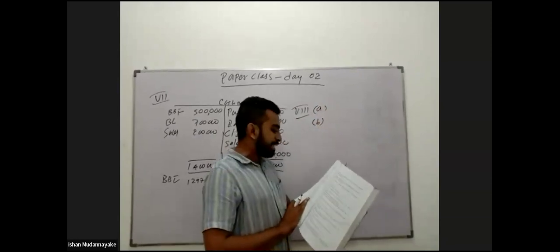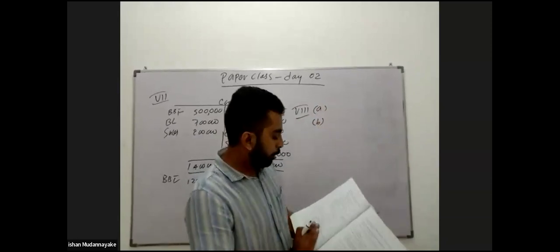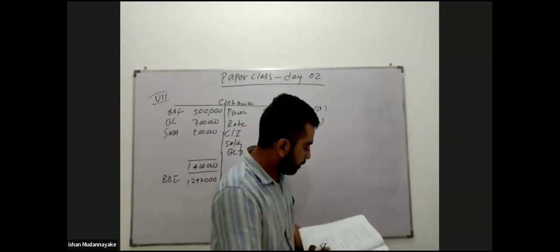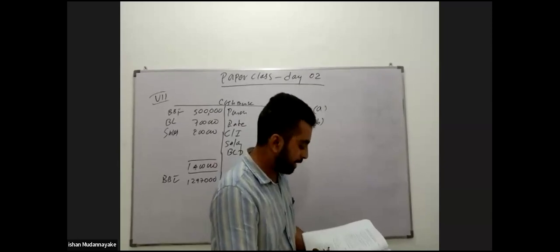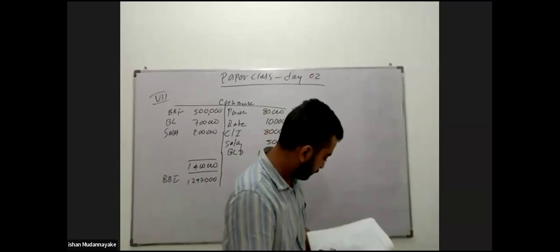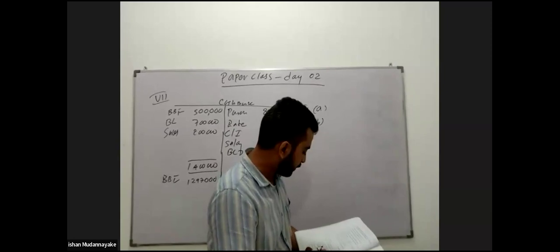Next one, what is the impact of obtaining bank loan? Obtaining bank loan impact is what? Asset increase by 700,000. Liability increase by 700,000.